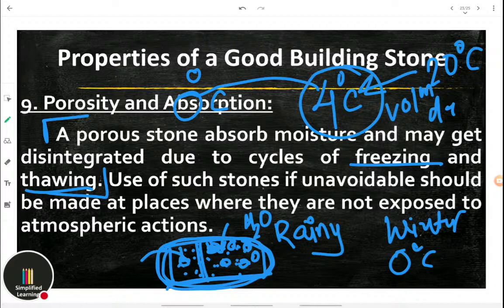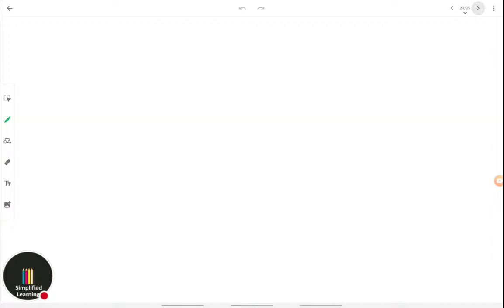where they are exposed to atmospheric action or atmospheric conditions, such as rains or any seasonal variation, such as temperature variation in summer and winter, and the monsoon or rainy conditions. Therefore, what the point is saying is that use of such stone should be avoided when we are going to use the stone in exposed atmospheric conditions. Okay, let's go to the next slide.